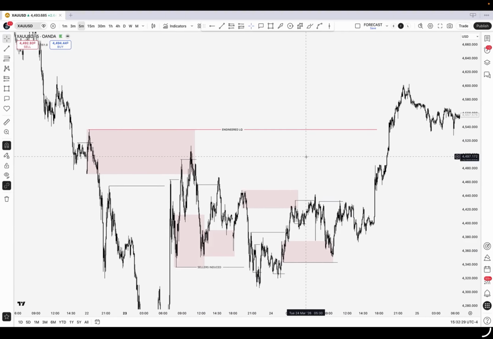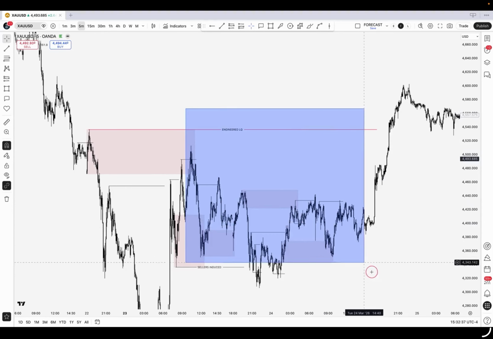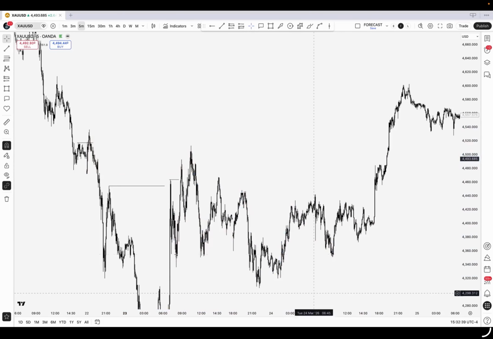Now we have no bias. No longer have any bias. Why? Because there is no liquidity yet in the market for us to be trading from. So let's clear that up. Sellers trapped. Buyers have been induced into the market.